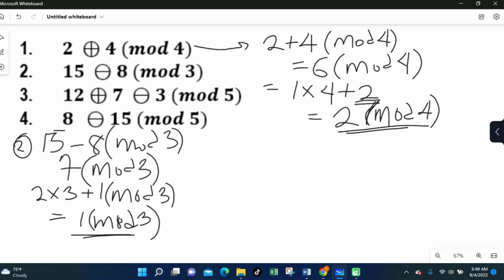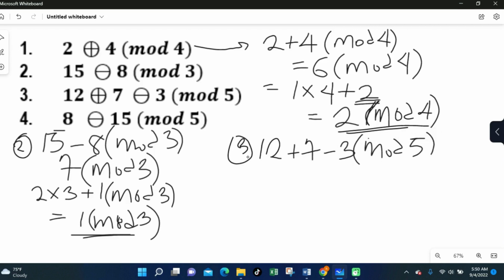In question number 3, we are asked to carry out an addition and subtraction operation. Now this time around, we are going to see how to go about that. So in question number 3, we are given 12 plus 7 minus 3, and we are asked to do that in mod 5.